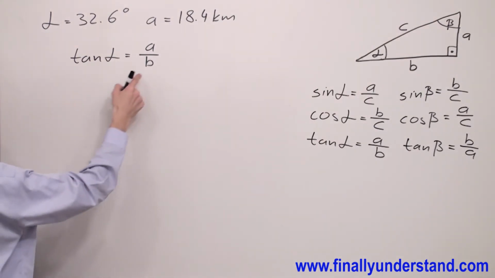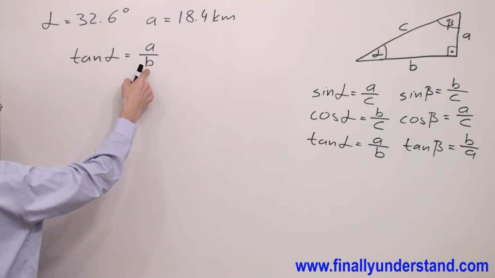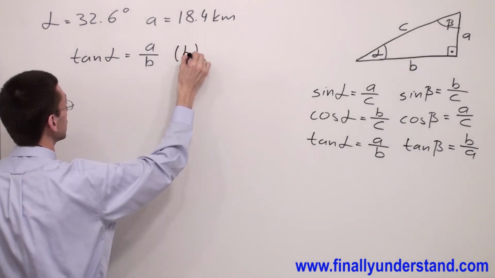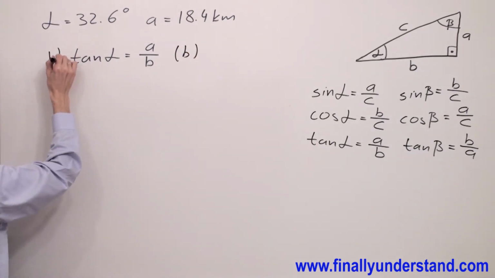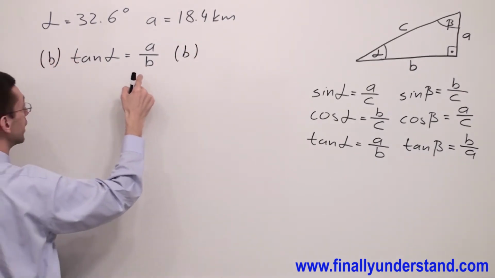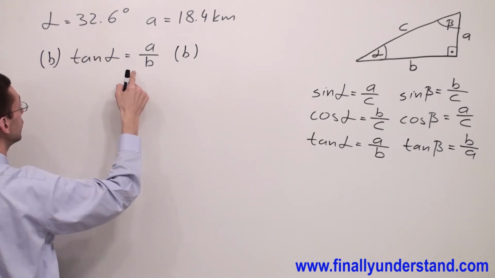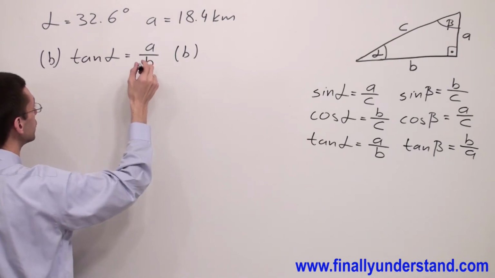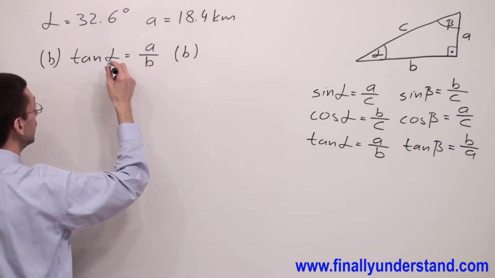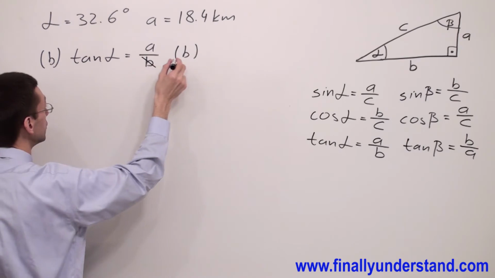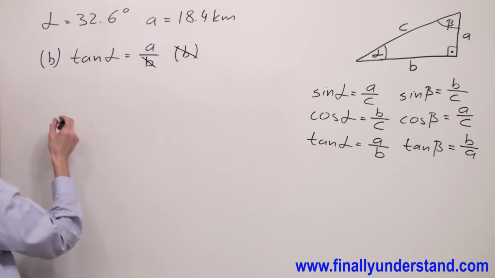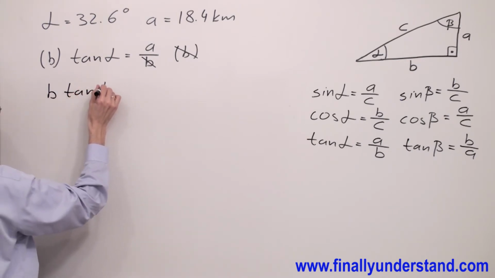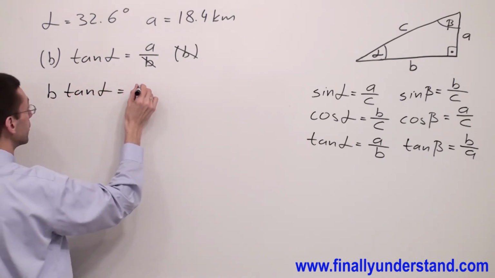Okay, so in order to find B, I'm supposed to multiply both sides of the formula by the denominator, always. Remember, anytime you want to eliminate the fraction from the formula or from the equation, you're supposed to always multiply both sides of the equation or the formula by the denominator of the fraction. So B and B will cancel out, and I have B tangent alpha is equal A.